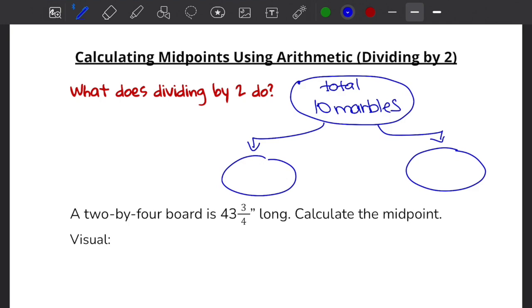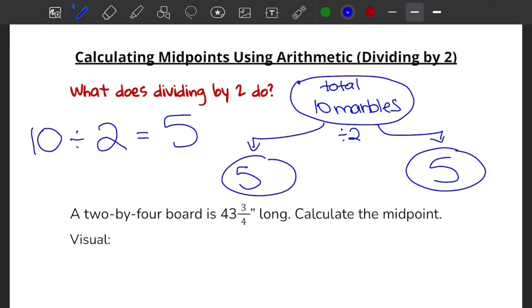If I were to divide 10 marbles by 2, it means I'm splitting it into 2 equal groups. I would have 5 marbles here and 5 marbles here. So to write that as an equation, I would start with the total 10, dividing it into 2 equal groups, and that will get me 5, which is the number in each group. So to repeat, this is the total, the 2 is the number of groups, and then 5 is the number of items in each group.